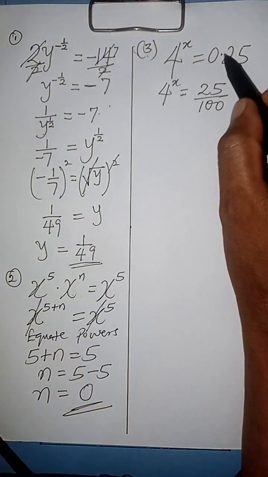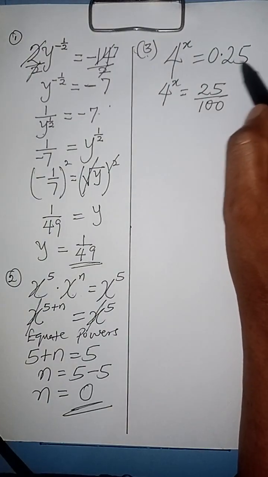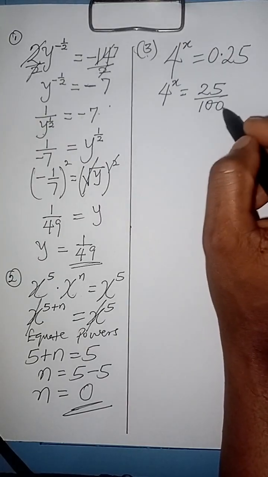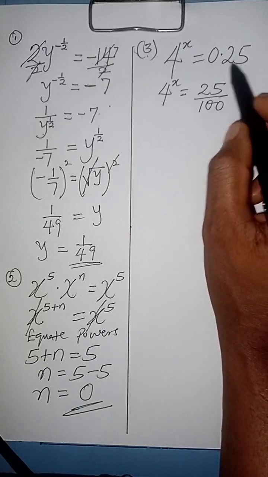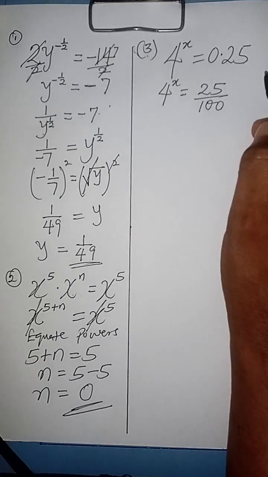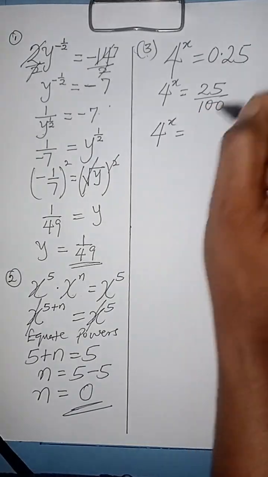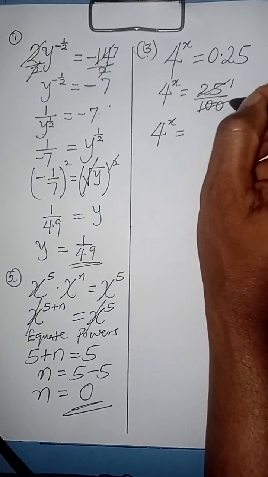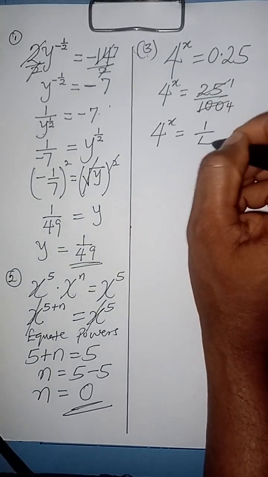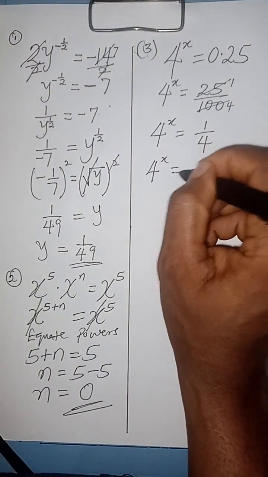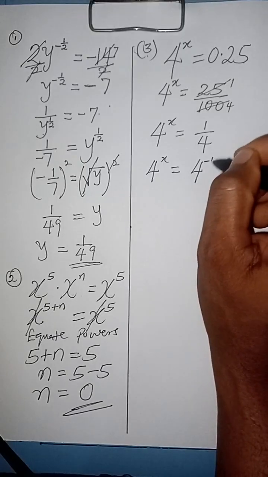So here, there are 2 decimal places. That tells you the number of zeros that will be at the denominator. So since there are 2 decimal places, 2 zeros. And then if you divide this, it's going to be 25 here, 1, 25 here, it's 4. 1 divide 4. You can express this as 4 raised to power minus 1.